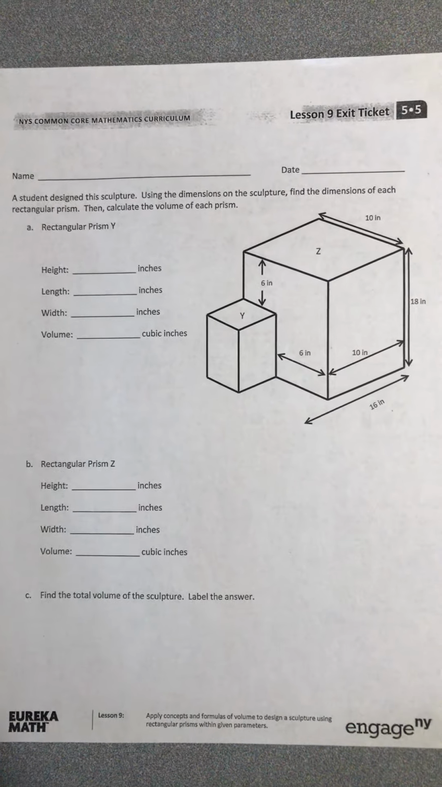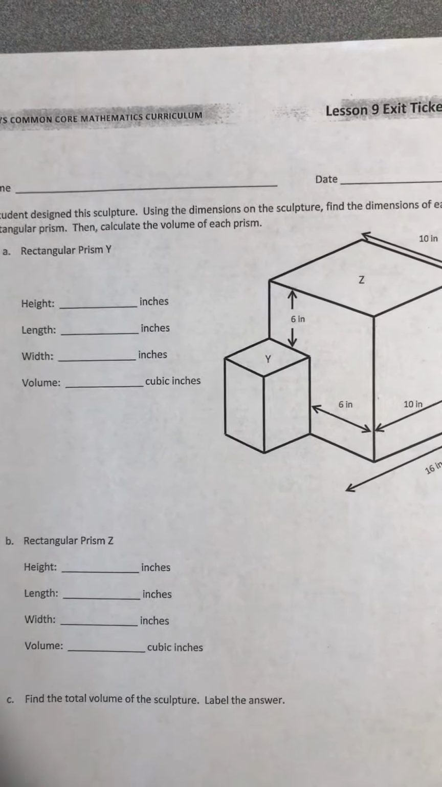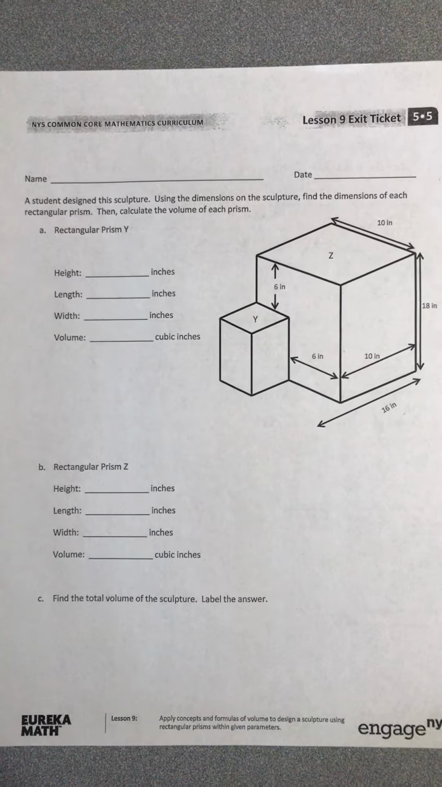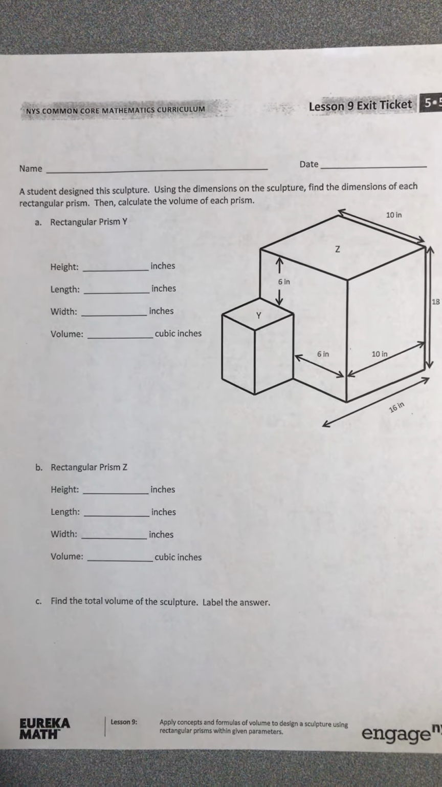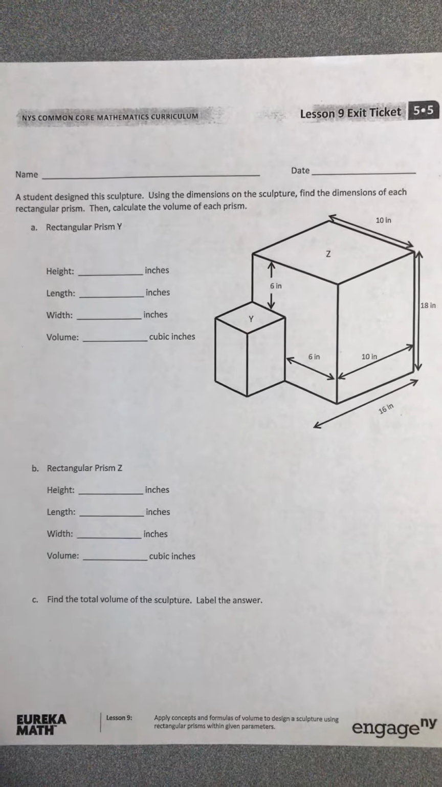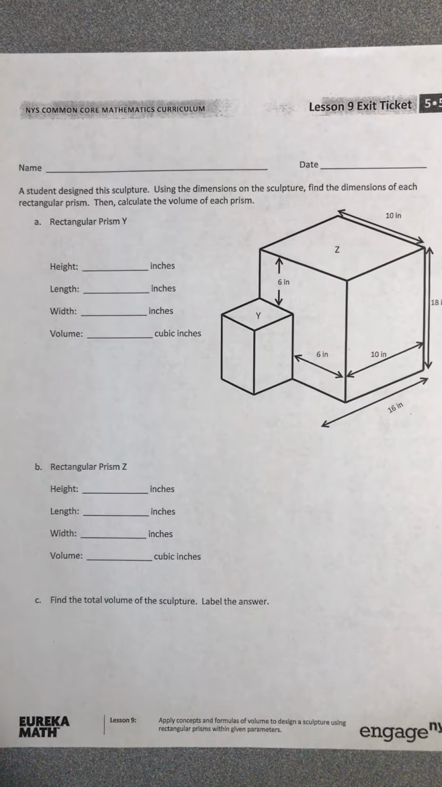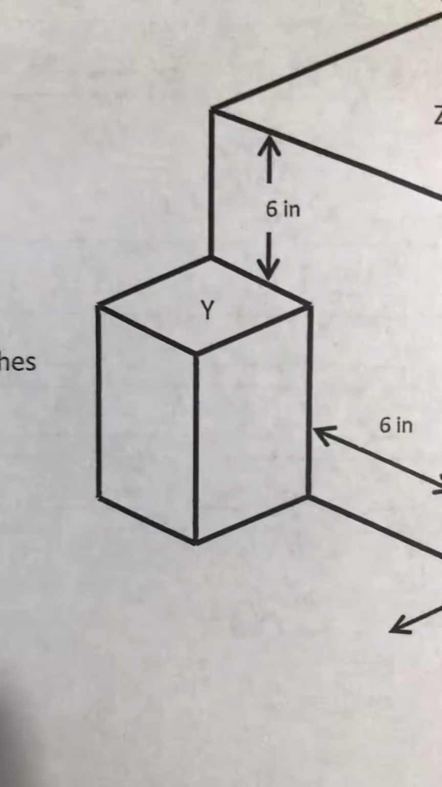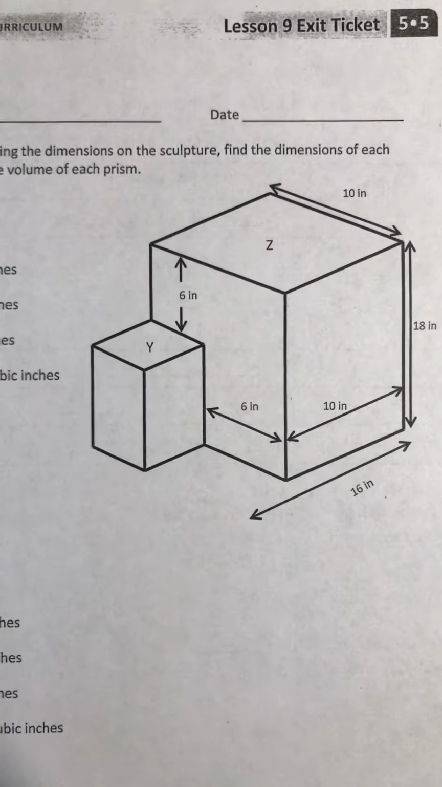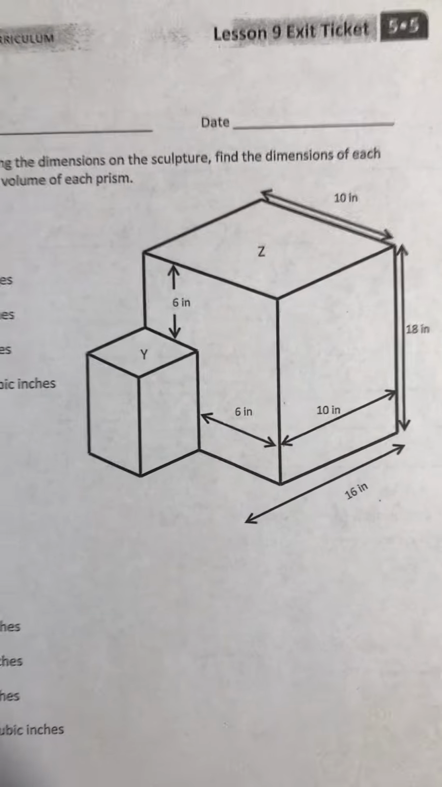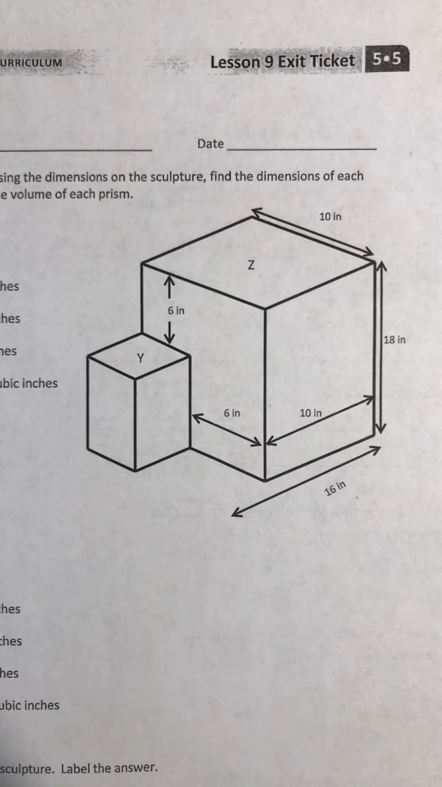You get your total volume in cubic inches. For A, for rectangular prism Y, the smaller of the two prisms, you need to find the height in inches, the length in inches, and the width in inches, and then multiply all three, length times width times height, to get the volume in cubic inches of rectangular prism Y. You need to use the information in our diagram to figure out the width, length, and height there.